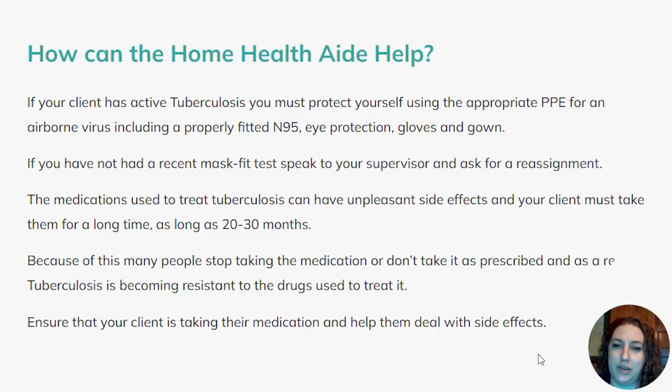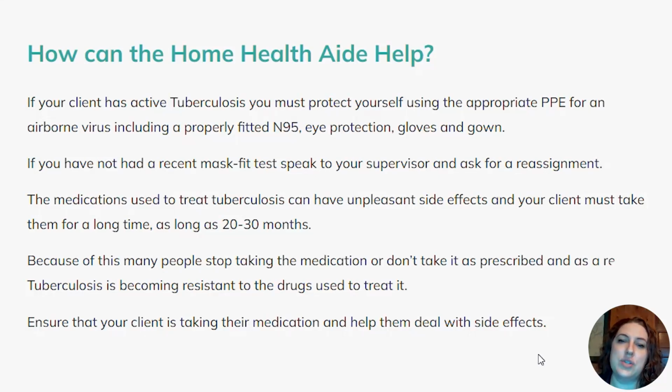How can the home health aide help a client with tuberculosis? If your client has active tuberculosis, you must protect yourself using the appropriate PPE for an airborne virus, including a properly fitted N95, eye protection, gloves, and gown. If you have not had a recent mask fit test, speak to your supervisor and ask for a reassignment.